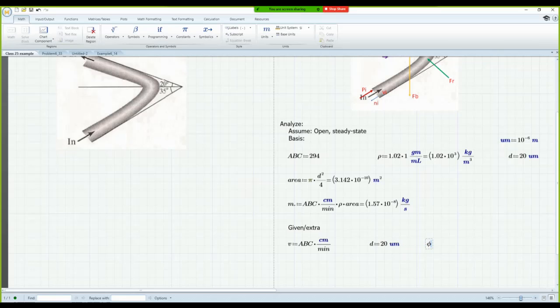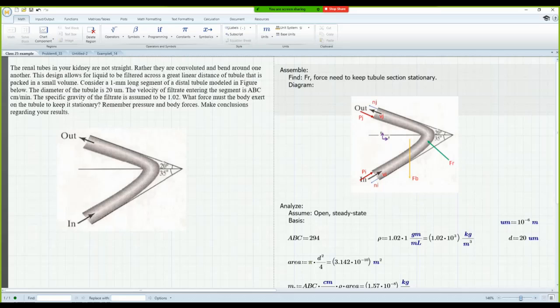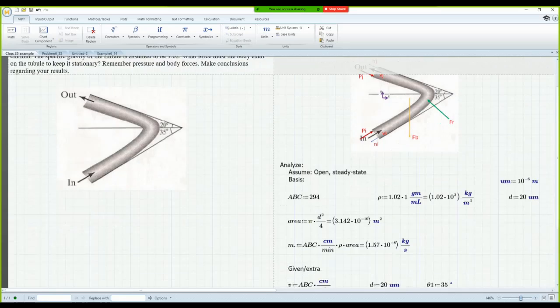We have theta. Theta 1 is 35 degrees, given here. Theta 2 is equal to 20 degrees. What else is given here? We know that the length is 1 millimeter, which was given in the problem statement. This section is 1 millimeter in length.